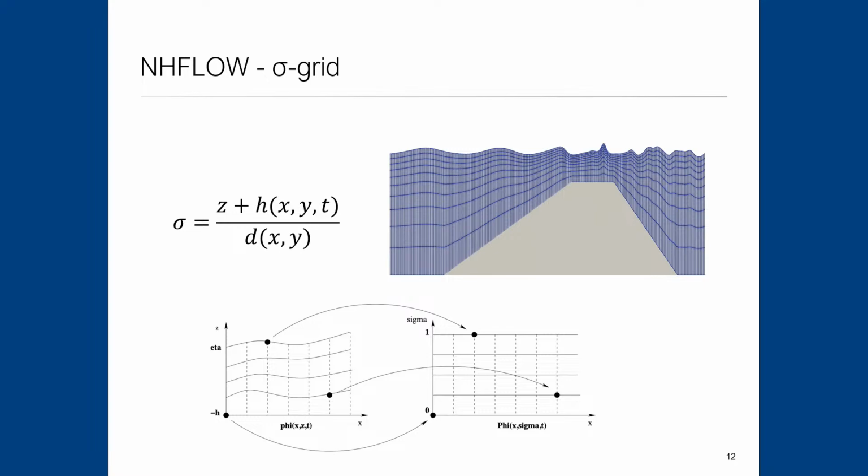Yeah, NHflow uses a so-called sigma grid. It is a simple transformation in the vertical direction. So the idea is that the bottom grid line follows the bed topography, and the top grid line will follow the dynamically moving free surface. And then having the transformation inside the discretization, it's a very straightforward way to calculate and solve the equations on a sigma grid.